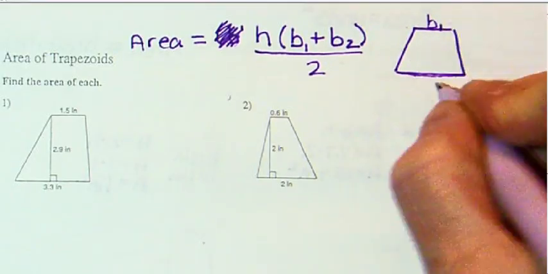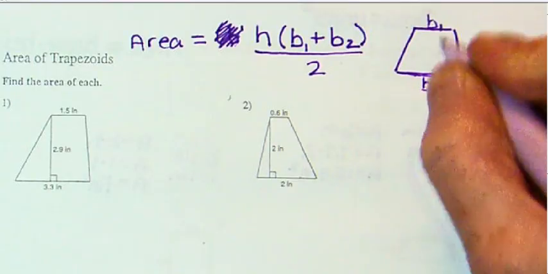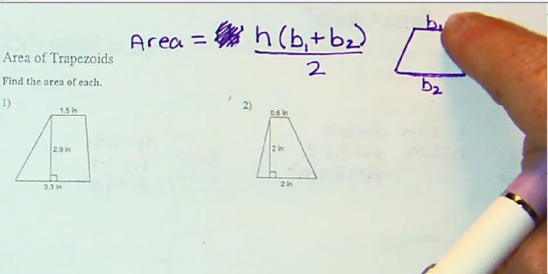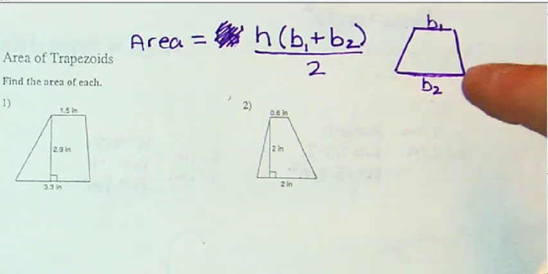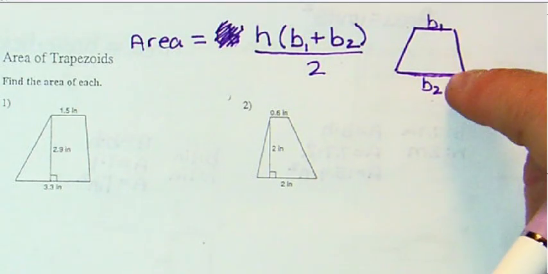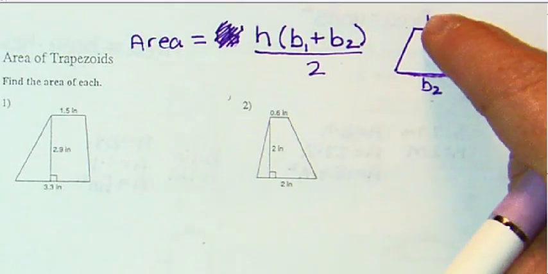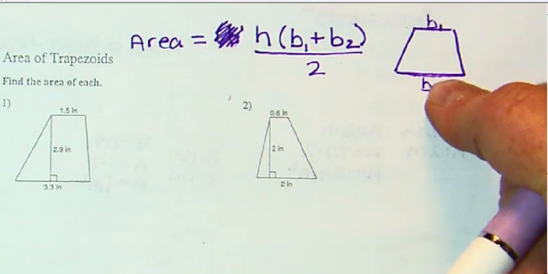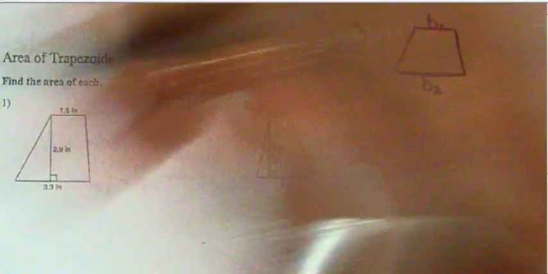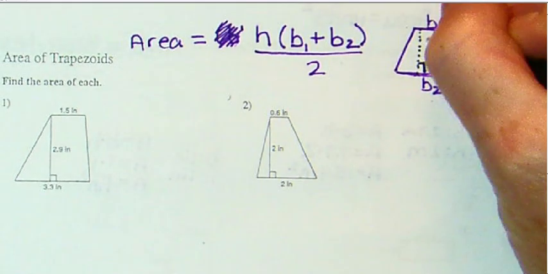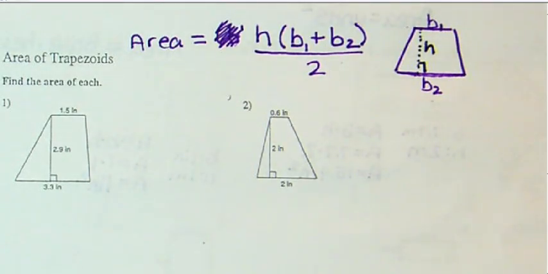Either one of these could be base 1 or base 2. You can interchange these. Sometimes your reference materials will say the top is base 1 and the bottom is base 2. Sometimes it'll say it the other way around, where the bottom is base 1 and the top is base 2. As long as you're adding the two bases, the parallel sides together, and then multiplying it by whatever the vertical or perpendicular height is. This is your height. And then taking that value and dividing the whole quantity by 2, that will give you the area of your trapezoid.